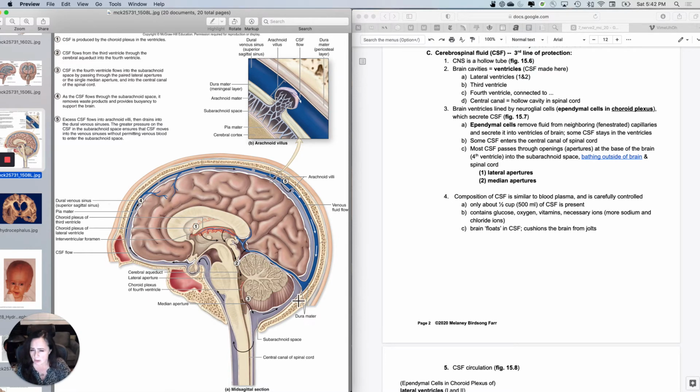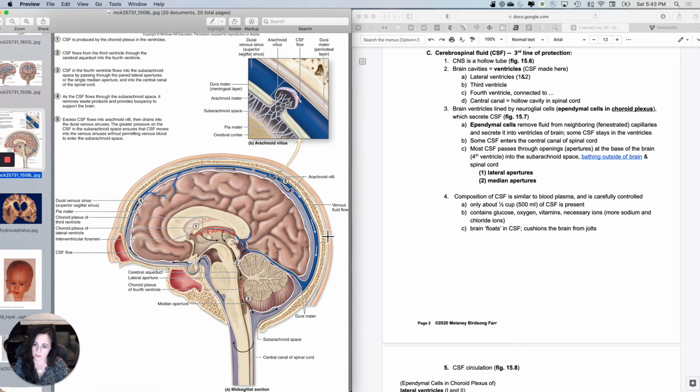Okay, so let's talk about what's in this fluid, this cerebrospinal fluid, for just a second. In a healthy person, there's generally only about 500 milliliters, a half a cup of cerebrospinal fluid at any given time. That can't vary very much, or else you're going to have the worst headaches in the world and some other potential problems. And what's in it is a whole bunch of glucose, because the brain really likes glucose, oxygen, vitamins, necessary ions like sodium and potassium and calcium and chloride.